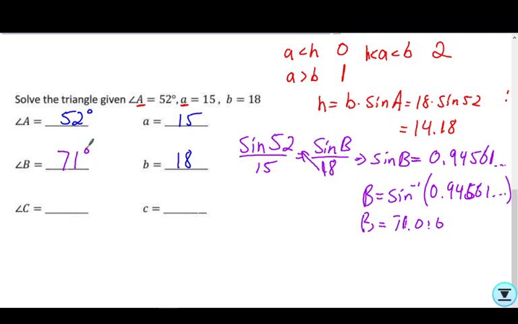Now remember, just like when we did right triangle trig, when we're looking for an angle measure, we use the inverse trig functions. When we're looking for a side length, we use the regular trig functions. So as soon as I knew I was looking for this angle B, I knew I was using the inverse sine. Now that I have 2 angles, I can subtract those from 180 and get my third angle, which is 57 degrees. And I can find my missing side C.